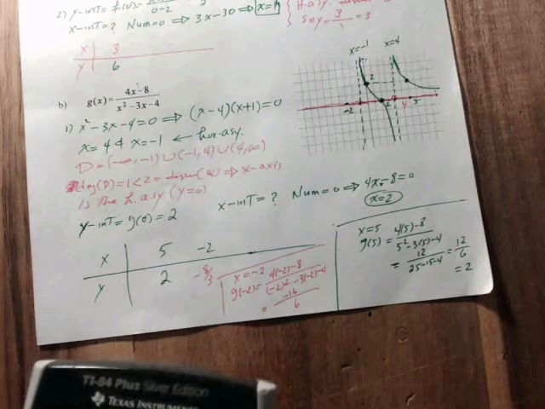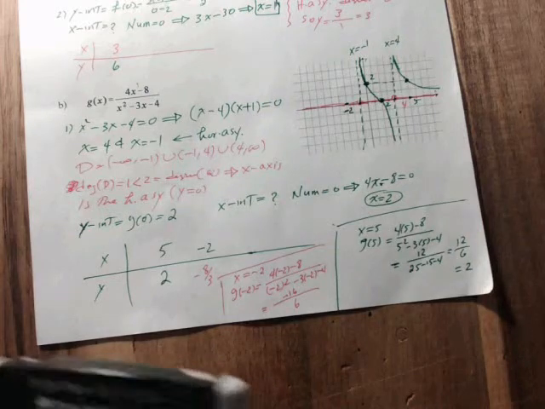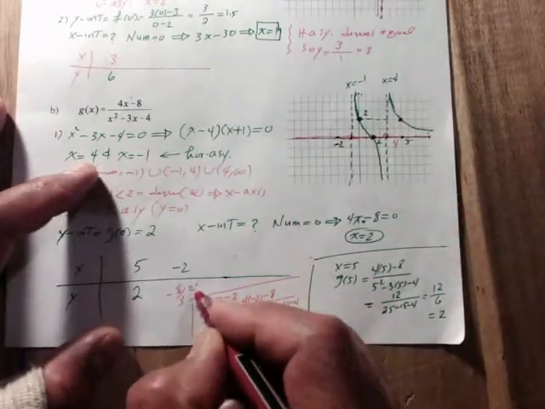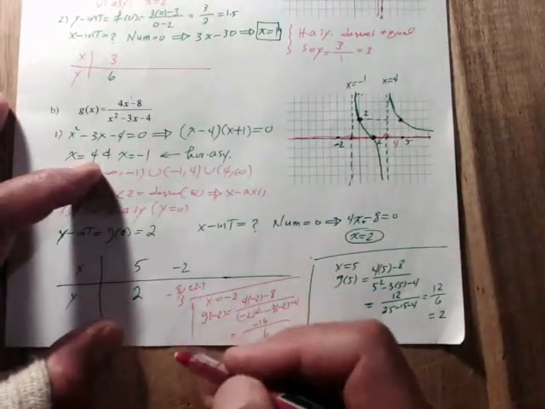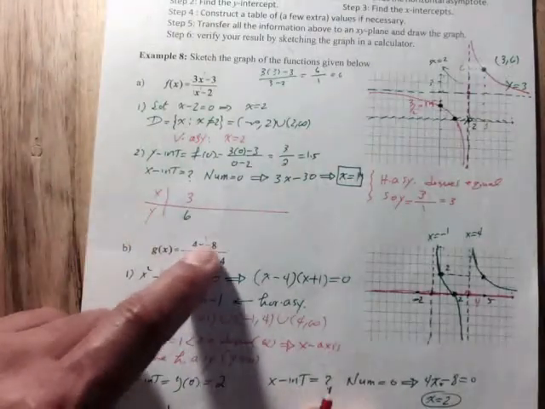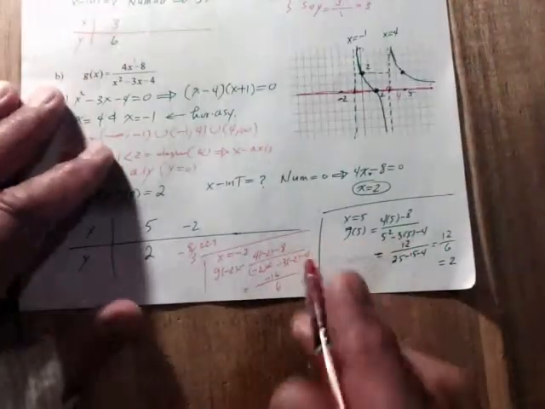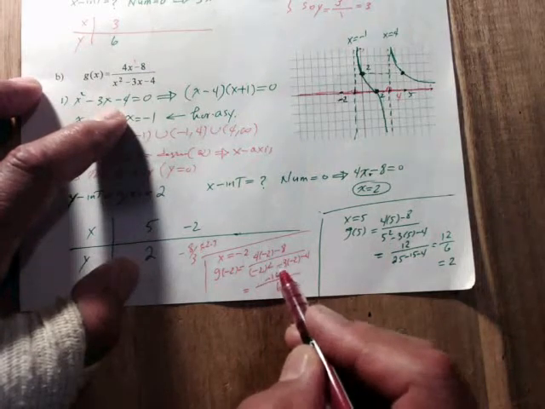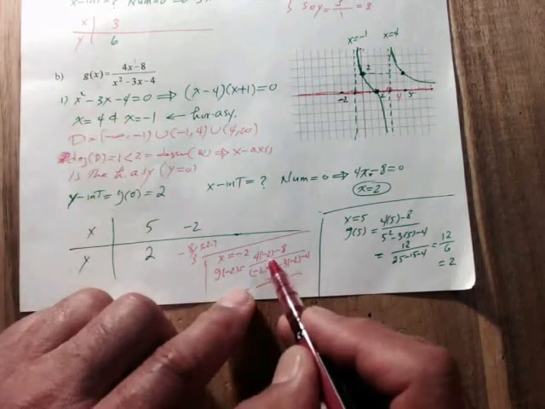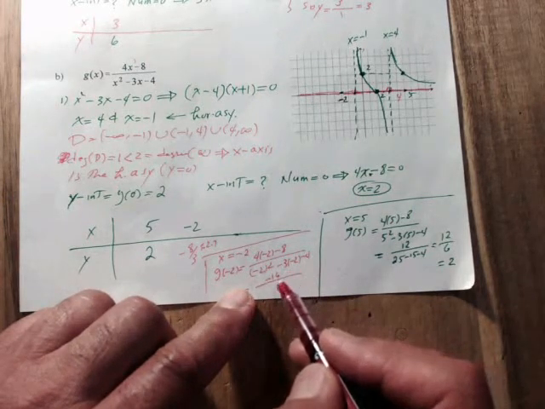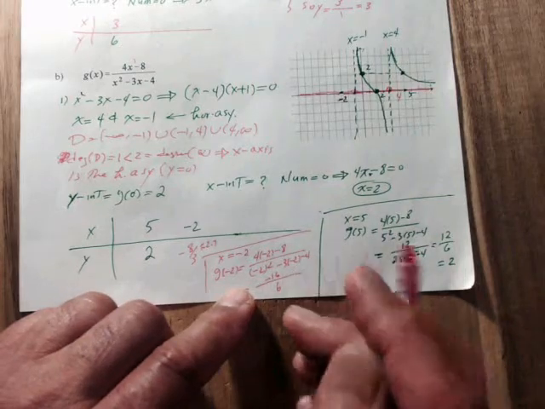8 divided by 3, I get about 2.7. So negative 2.7. Let me see if I did it right. I'm replacing x by negative 2 here. So I get 4 times negative 2, negative 8, negative 2 squared, 3 times negative 2 minus 4. So I get negative 8 over 4 minus negative 6 minus 4, which is negative 8 over 6. So yeah, that's right. So negative 2.7, where is negative 2.7?